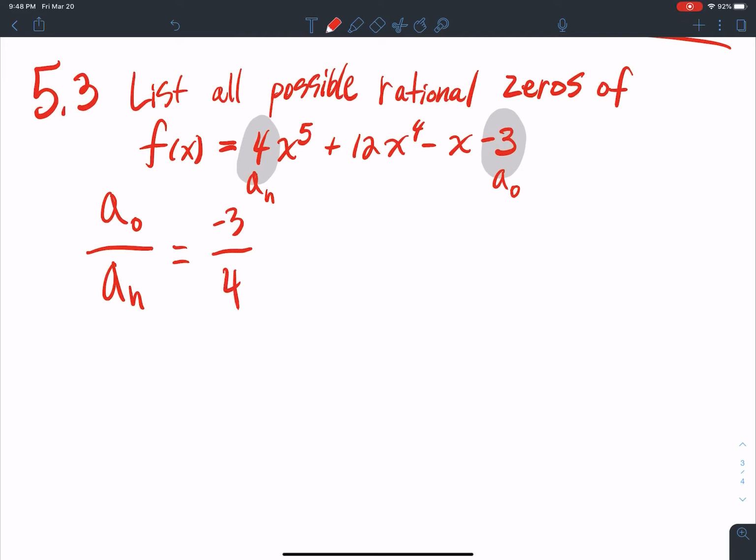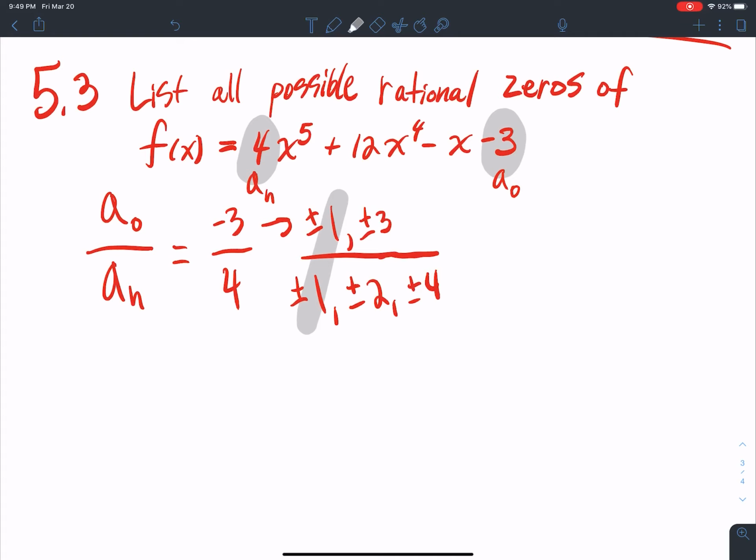So what are all the possible factors for -3? That's going to be plus or minus 1 and plus or minus 3. Okay, what about all the possible factors for 4? Plus or minus 1, plus or minus 2, and plus or minus 4. Okay, so I need to do all the combinations that I can.